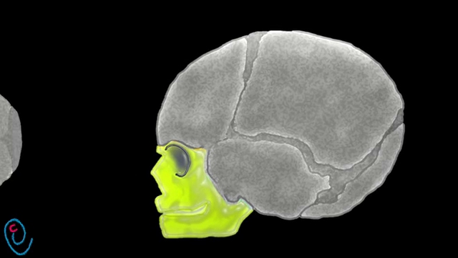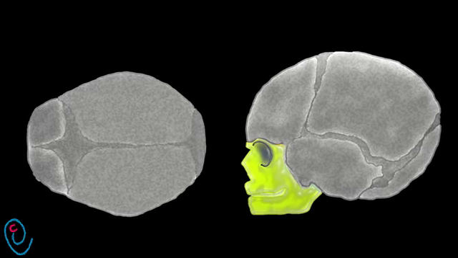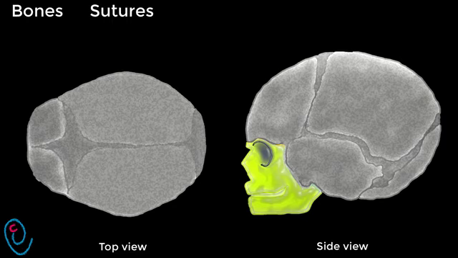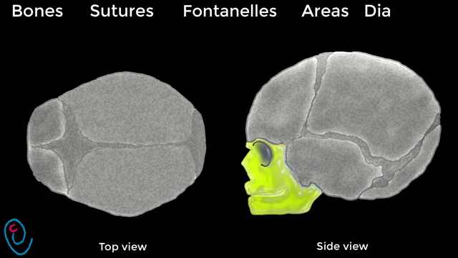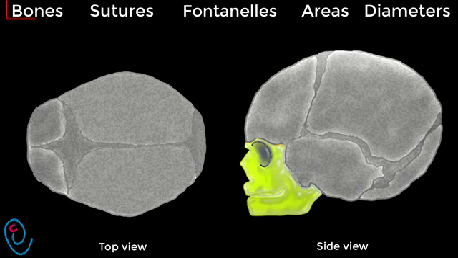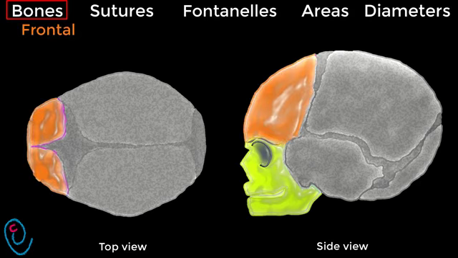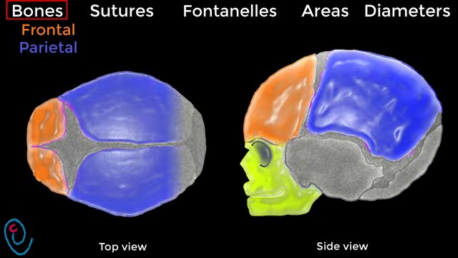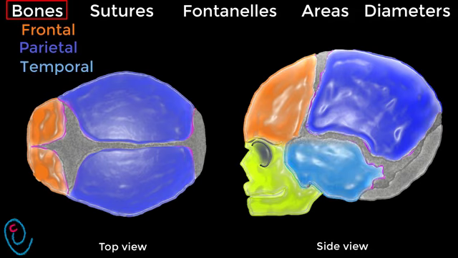The vault is the area of obstetric importance. I will describe it in terms of bones, sutures, fontanelles, areas, and diameters. Regarding bones, there are two frontal bones, two parietal bones, two temporal bones, and one occipital bone.